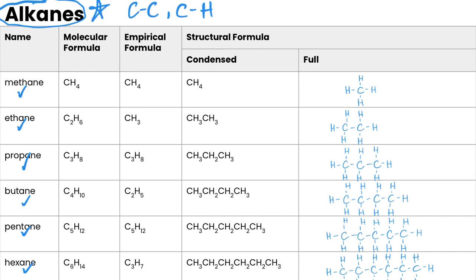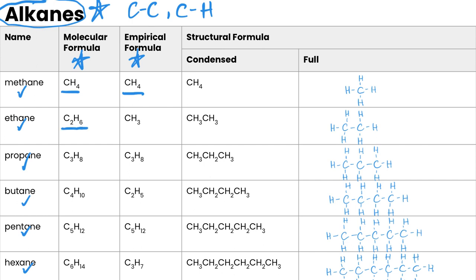Now, if you recall from previous videos, the empirical formula is our smallest possible formula, whereas our molecular formula is the actual molecular formula. So we can write a molecular and an empirical formula for all of these compounds. So, for example, methane has both the same molecular and empirical formula of CH4.